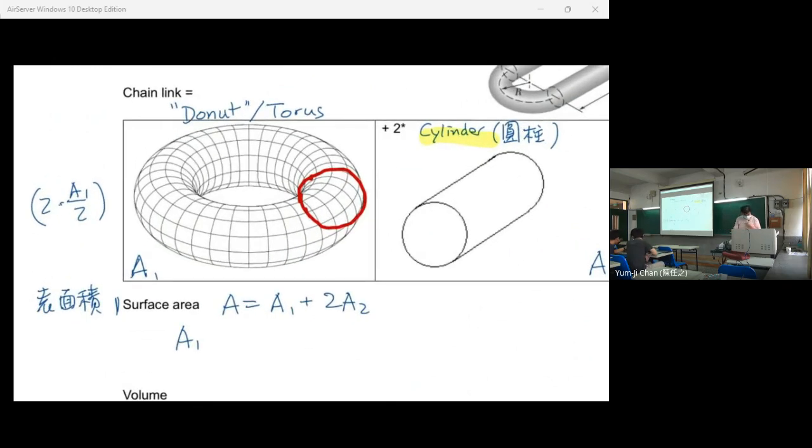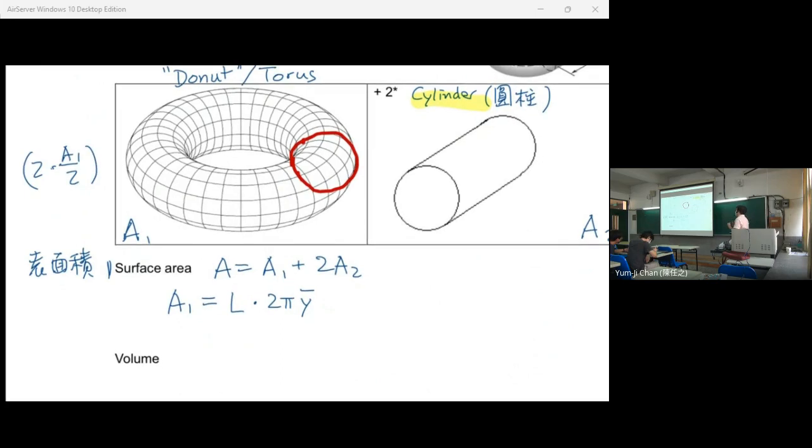For A1, let me repeat the equation here: A1 is equal to L times 2 pi y bar. So what is L? L is the length of the line. Here, this is the length of the line L. And the axis of rotation is in the middle, so the axis of rotation is here.